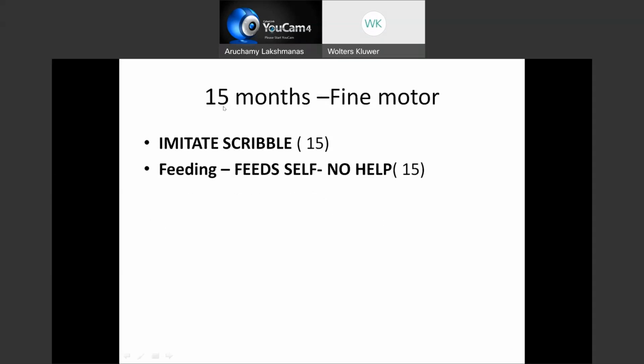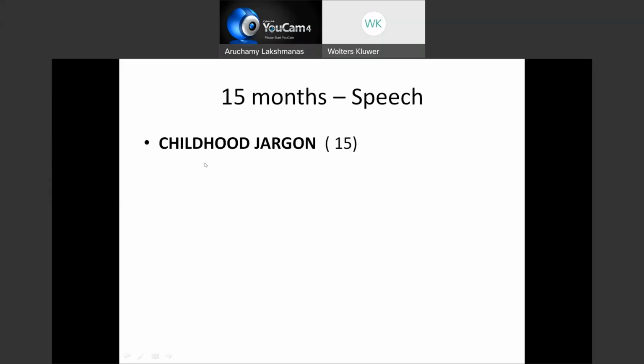And in fine motor, it can imitate scribble. Imitate scribble comes at 15. Feeds self with no help by 15 months. And child jargon, remember 15. You just add these letters, no, it will be 15. So you can easily remember a child will have jargon by 15 months.